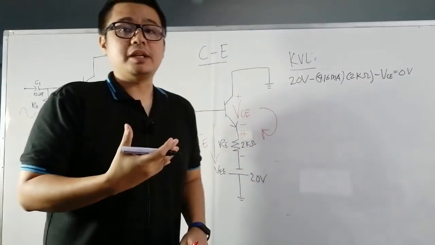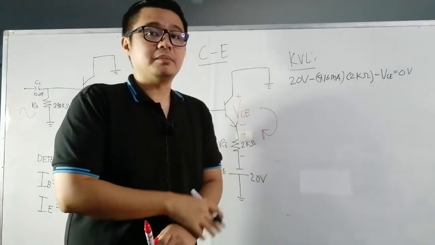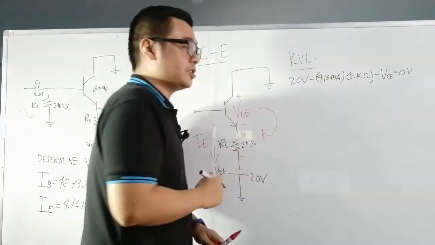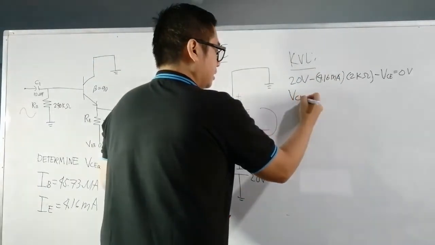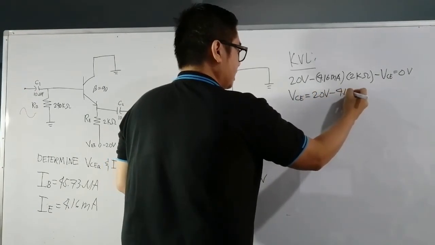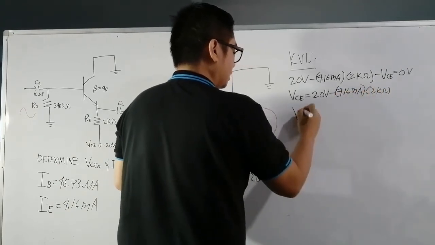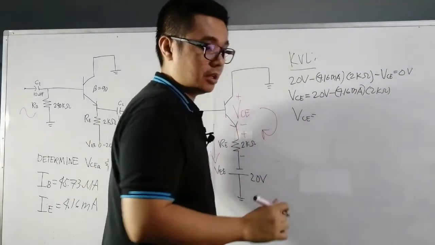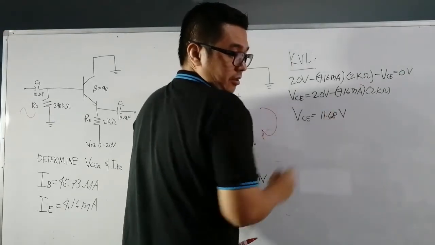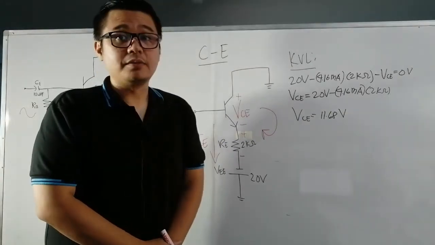Yung subscript na Q na hinahanap represents your Q point, which napag-aralan nyo naman sa Electronics 1, so I don't have to explain it anymore. Right? And then rearrange the equation in such a way. Now VCE is equal to 20 volts minus 4.16 milliamperes times 2 kilo ohms. The collector emitter voltage is equal to 11.68 volts. Right? So that is your VCE or VCEQ.